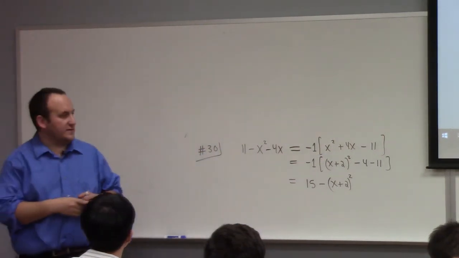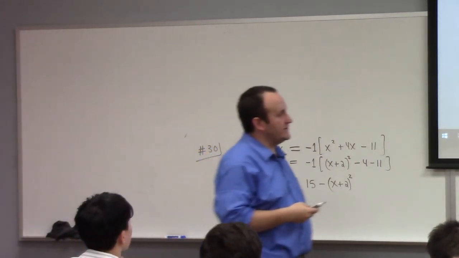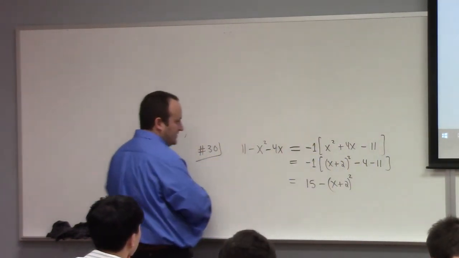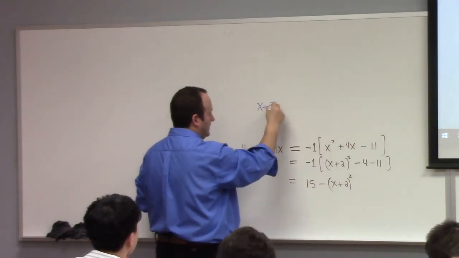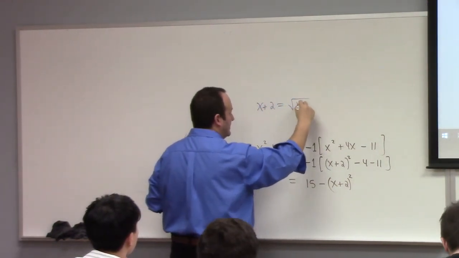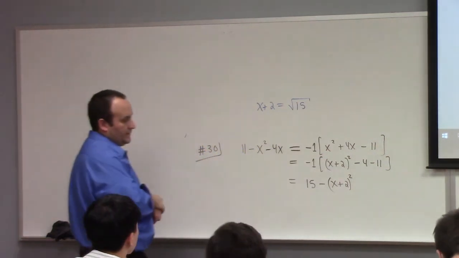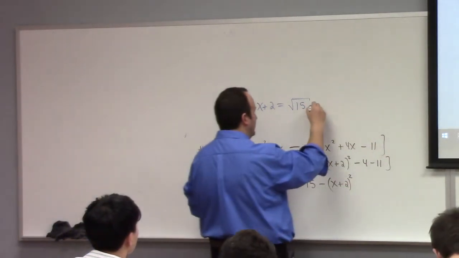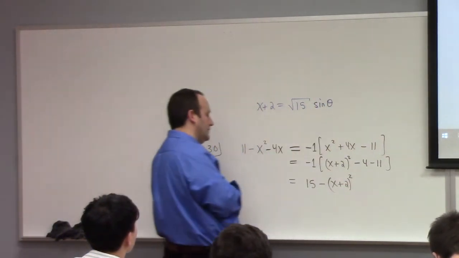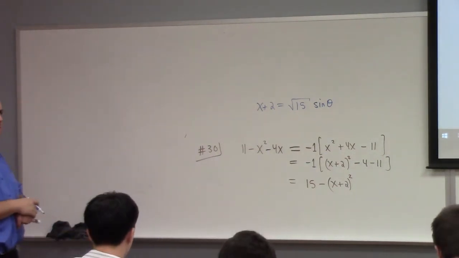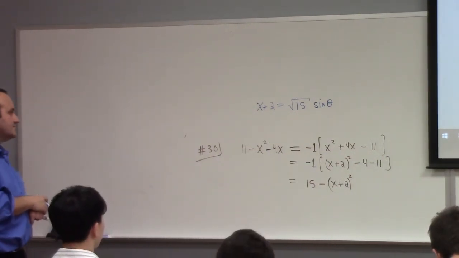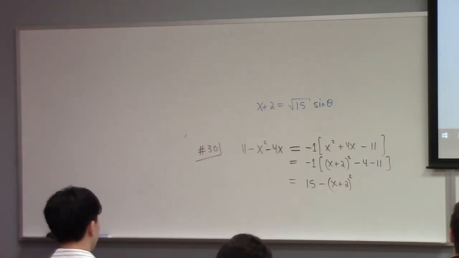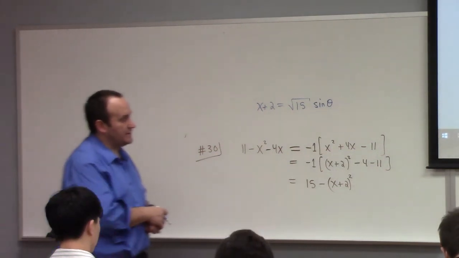Is this a hyperbolic? Is this a trig? I can't remember. I mean, I'd try trig. I usually try trig. It's not pleasant, but I think we want x plus 2 equal to the square root of 15 something. What is that something? Okay, sine theta. Yeah, that's right. Is that right? Yeah, that's right. Because 1 minus sine squared gives me cosine squared. That should allow you to do that one.